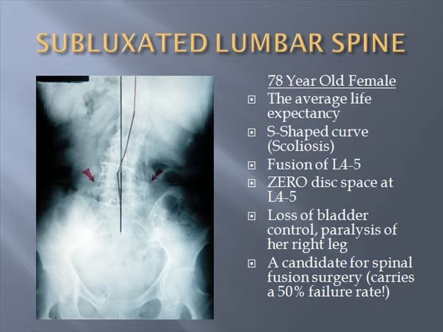Here we have a subluxated lumbar spine. Again, it's supposed to be straight up and down the midline. This spine clearly is not. This is a 78-year-old female. This did not happen overnight. And she's approaching the age of the average life expectancy.